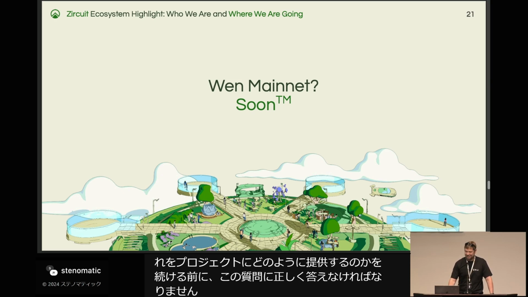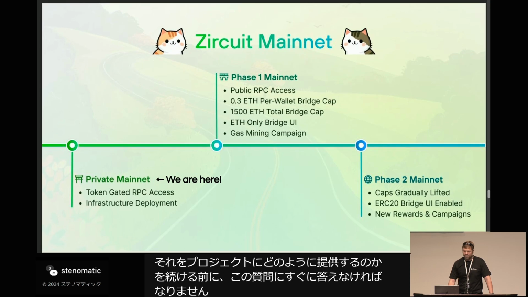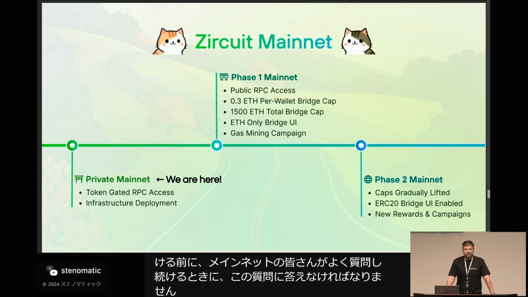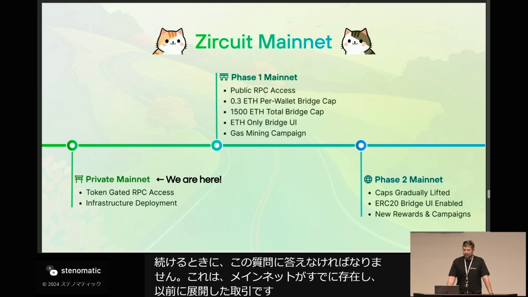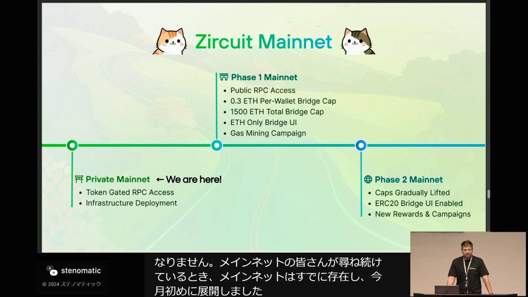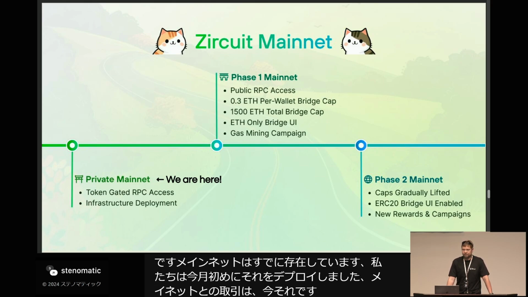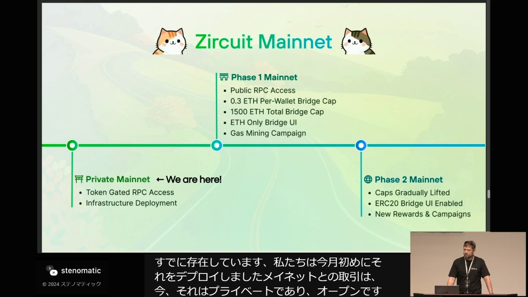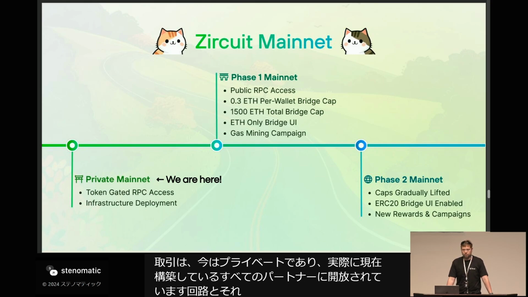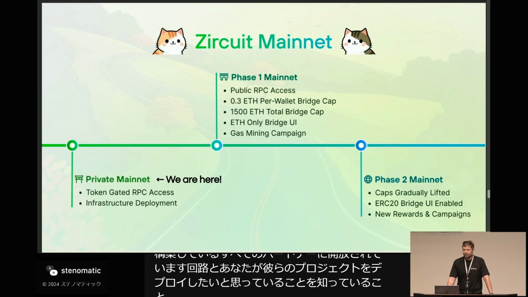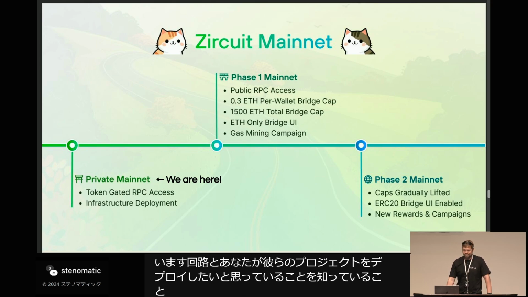When mainnet? Everybody keeps asking. Well, here's the deal. Mainnet already exists. We have deployed it earlier this month. The deal with mainnet is that right now it is private. It is open to all the partners that are currently building on Zircuit and that want to have their projects deployed for public use when we actually enable the mainnet.